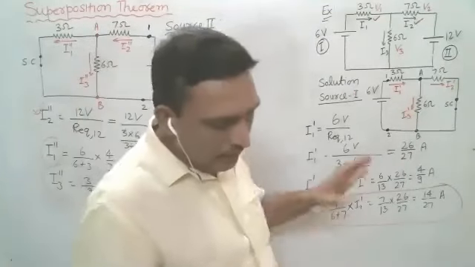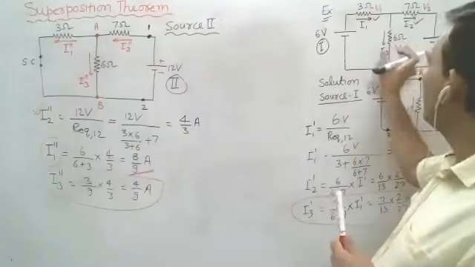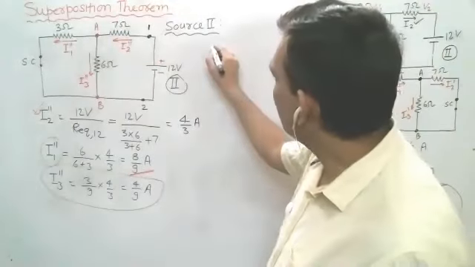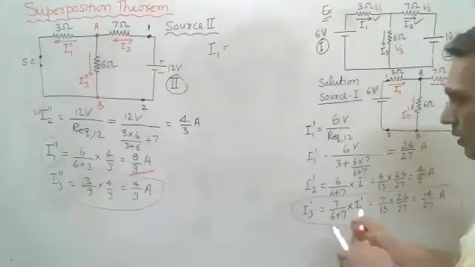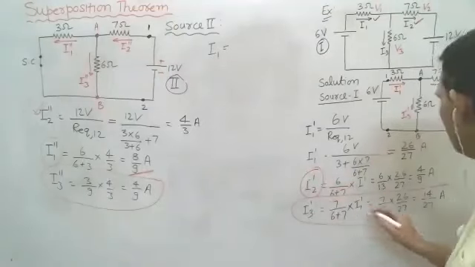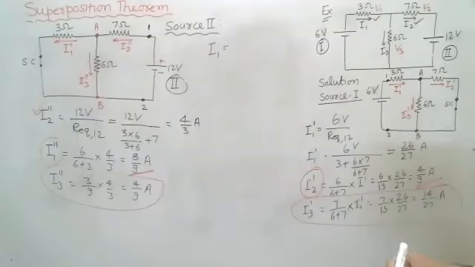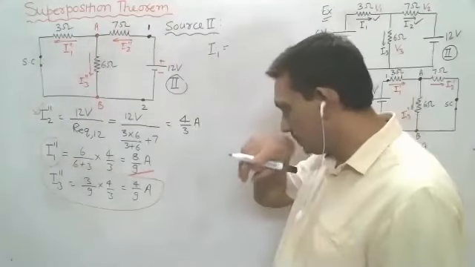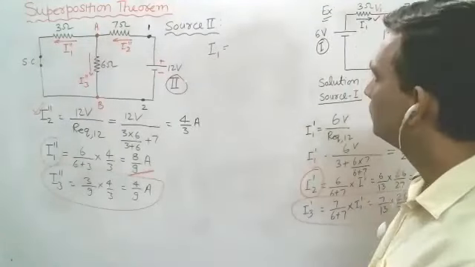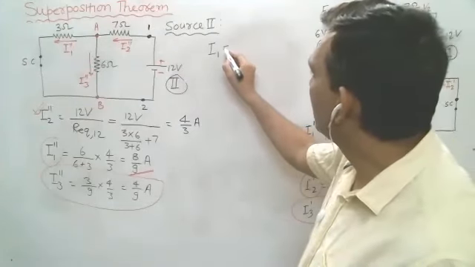Now you have to find, again you have to check for, our problem is to find I1, I2 and I3. So what will be I1? Now check I1 dash and I1 double dash. Now which one is greater? Tell me. 8 by 9 or 4 by 9? Which one is greater? I1 double dash is 8 by 9.